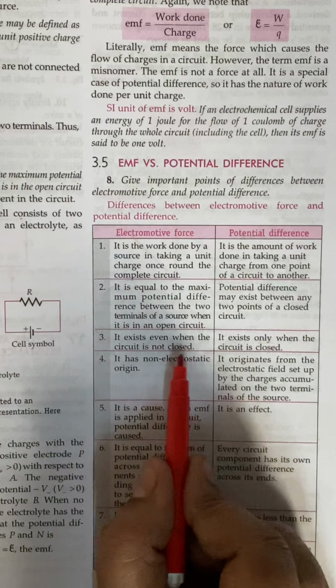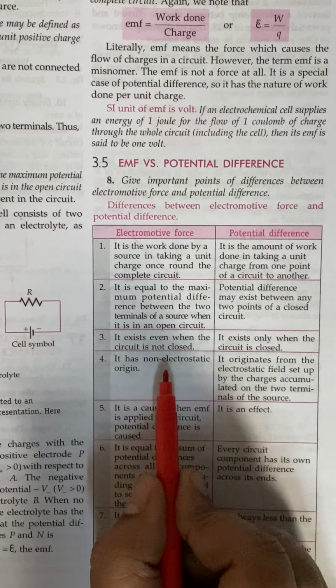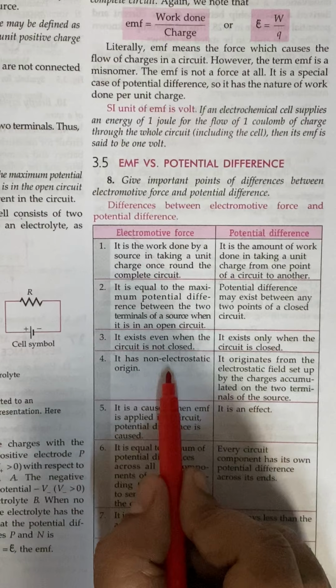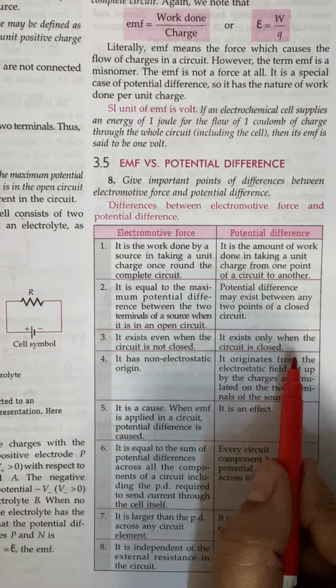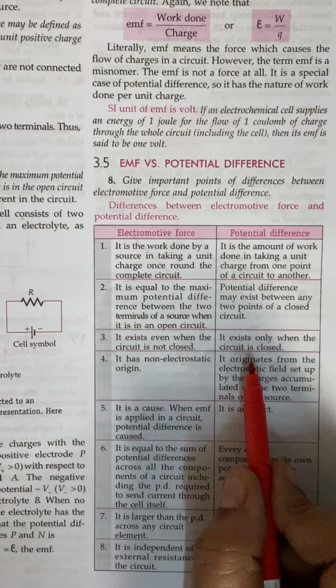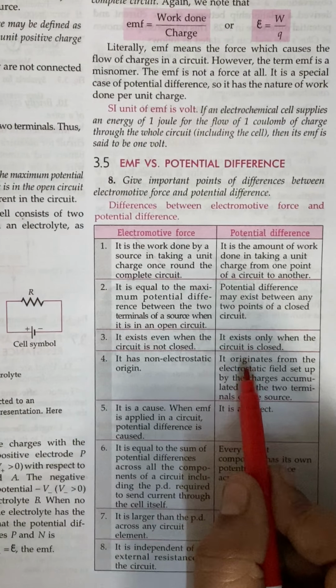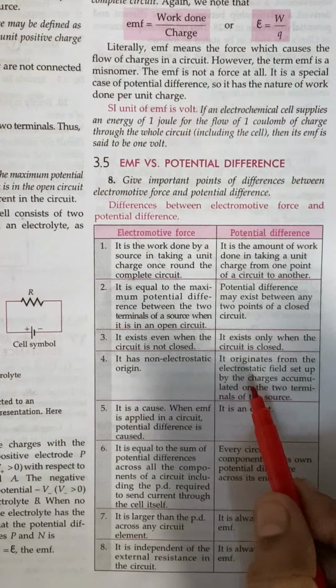EMF exists even when the circuit is not closed. When the circuit is not closed, then also EMF exists. And you can see that the potential difference exists only when the circuit is closed. Means once the circuit is closed, then and only then the potential difference is created.